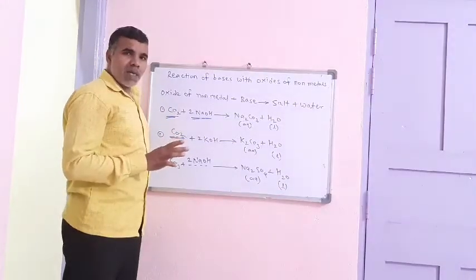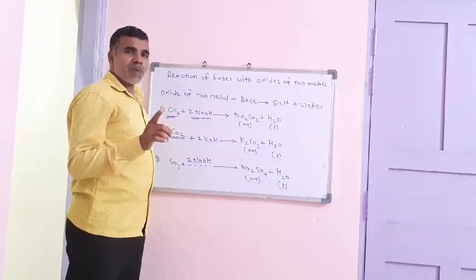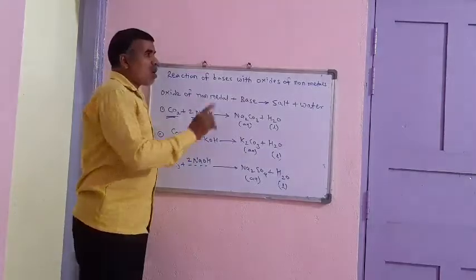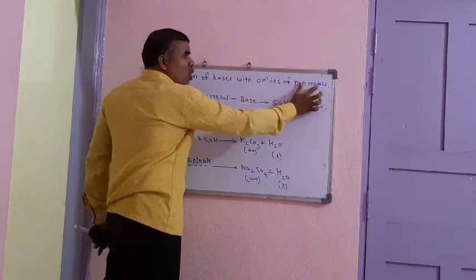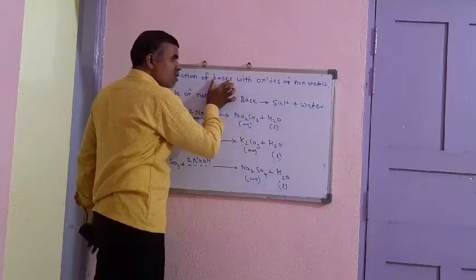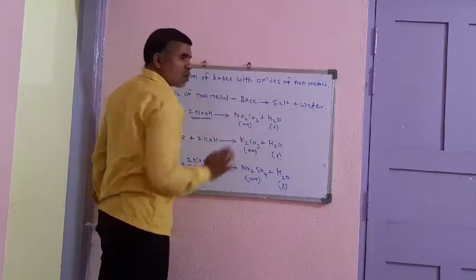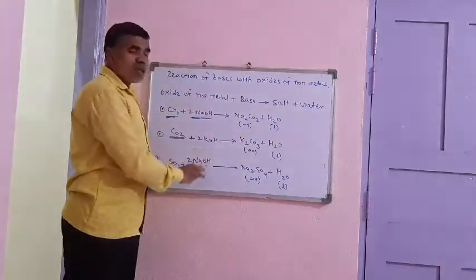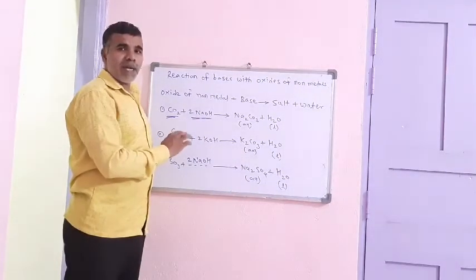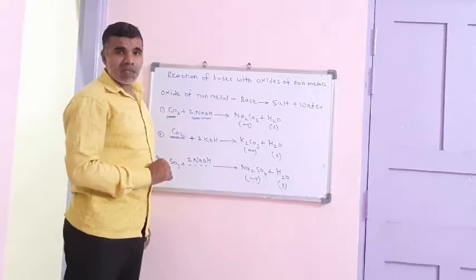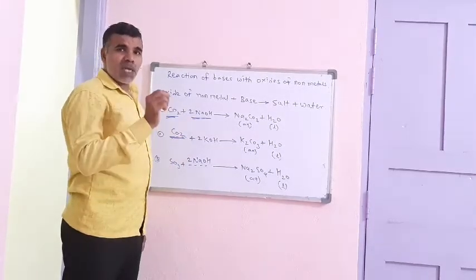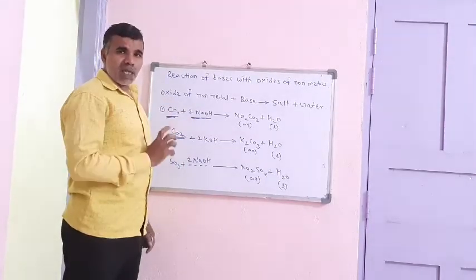These three chemical reactions are based on any non-metal reacted with the base. Non-metal reacted with the base to form salt and water. So these three chemical reactions are repeated one or two times. Recite these chemical reactions. या chemical reactions दोनदा तीनदा लिहा म्हणजे तुमच्या लक्षात येईल.